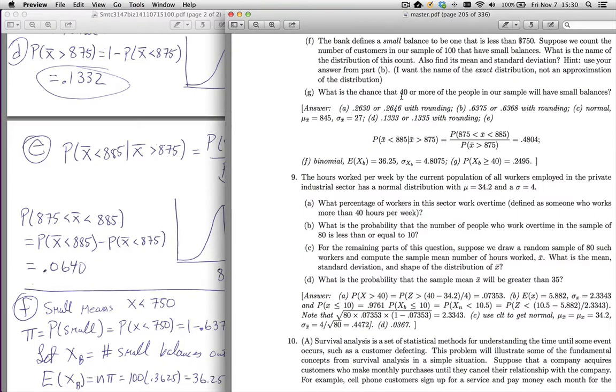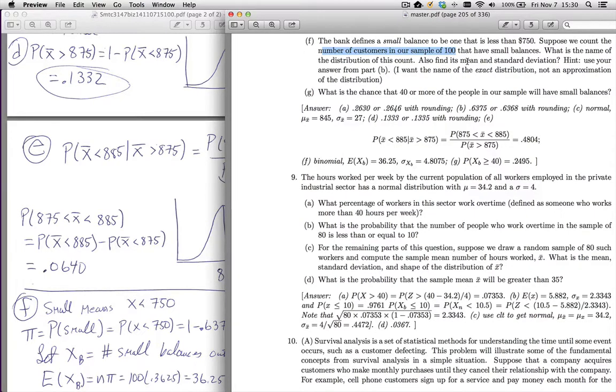Part F says the bank defines a small balance to be one that is less than $750. So the thing to notice is that we now have a dichotomous event. If I sample a balance, it's either small or it's not small. Suppose now we count the number of customers in a sample of 100 that have small balances. The important thing to do here is to recognize this as a coin flip. So I flip the coin 100 times.